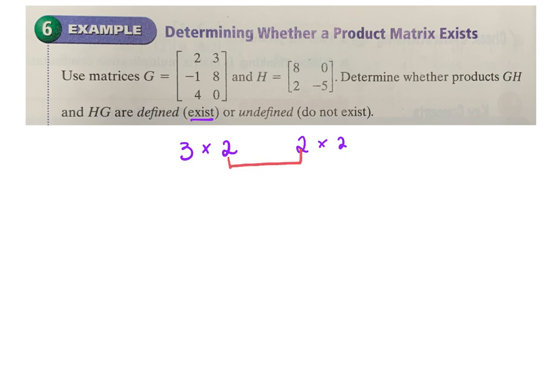All right. What is my answer going to be? My answer is going to be a 3 by 2. I thought it was the second ones had to match. No, the inner ones have to match. The outer ones will be your answer. Oh, okay.